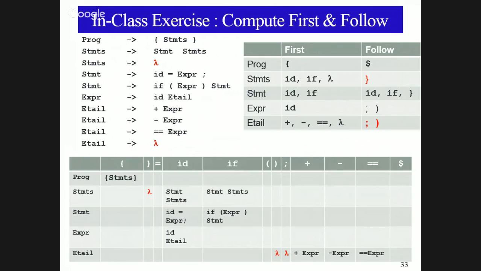The table itself is very, very sparse. Sometimes you may have 50 tokens, but for each rule there's only one token, one rule per row, because nothing else starts, right? Program can only start with a bracket. It doesn't start with anything else. So the table itself tends to be very sparse.